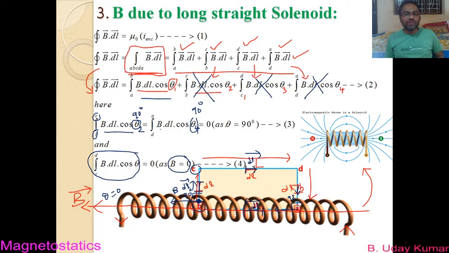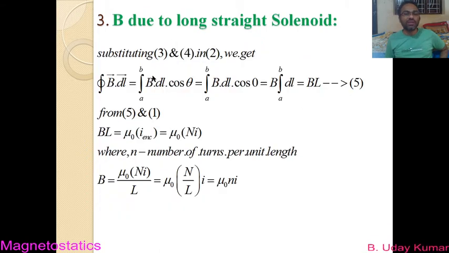So now let us move on to our next slide. Remember, in our next slide there will be only one term left. The first term will be left, and even in that the angle between B and dl will be 0, and hence you get cos 0 here. You know that the cos 0 value is 1. Since the cos 0 value is 1, you will have only the integral A to B B dl. So try to get it.